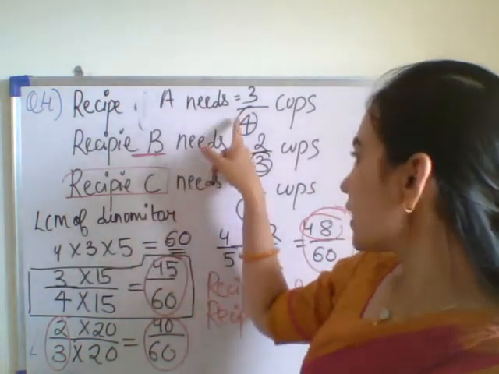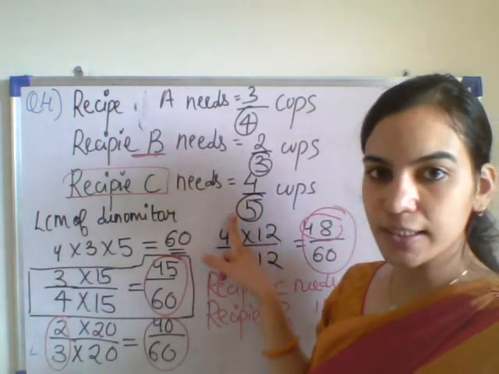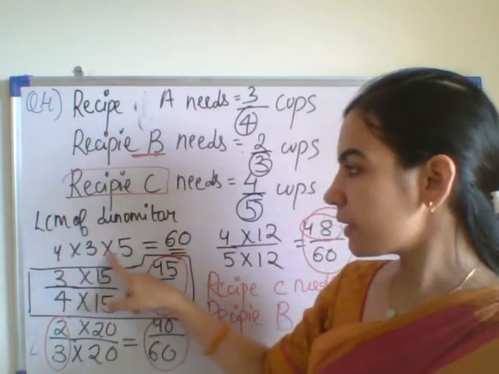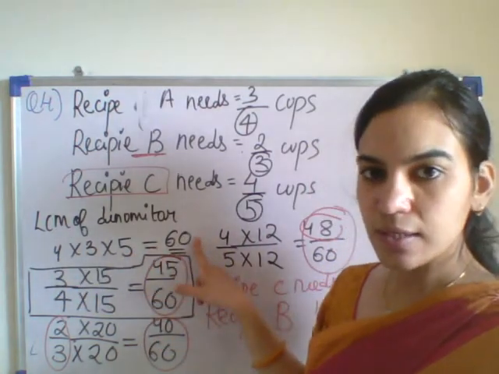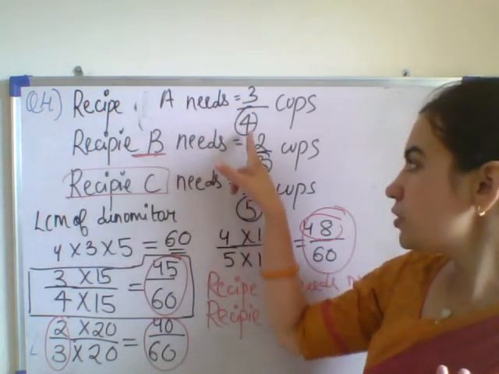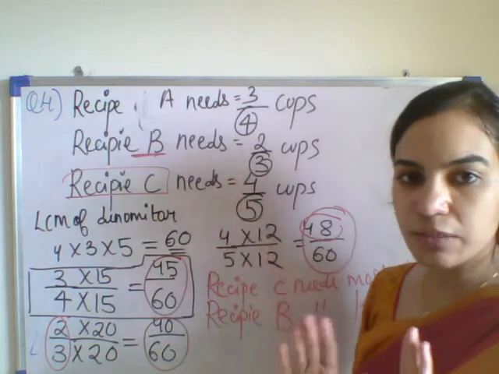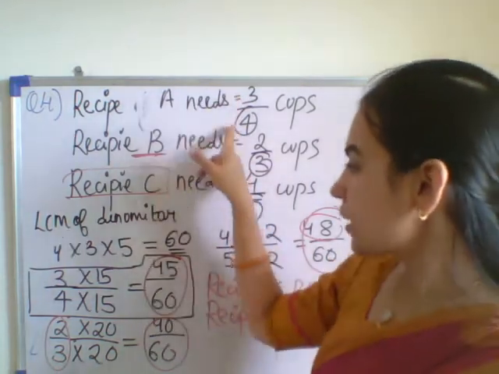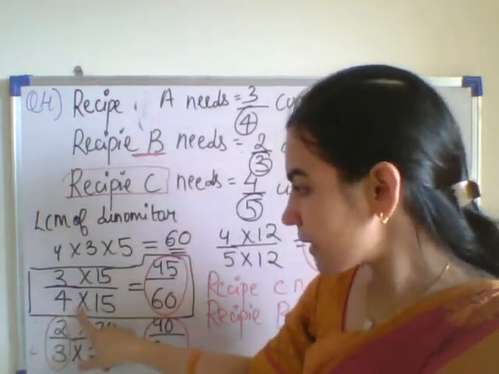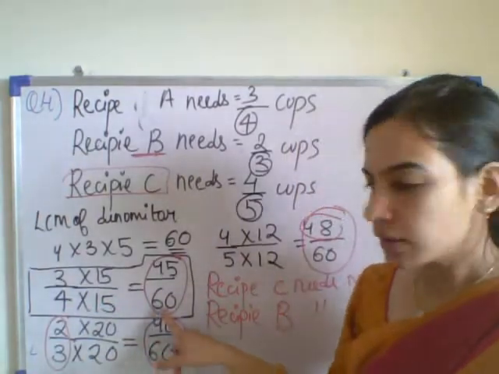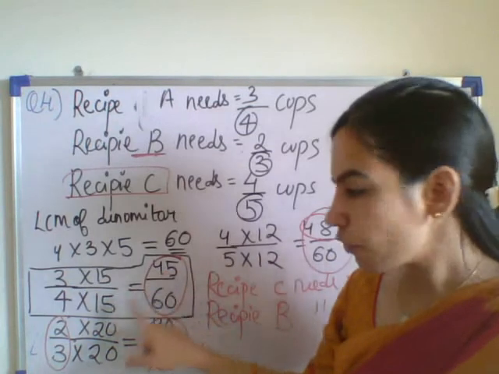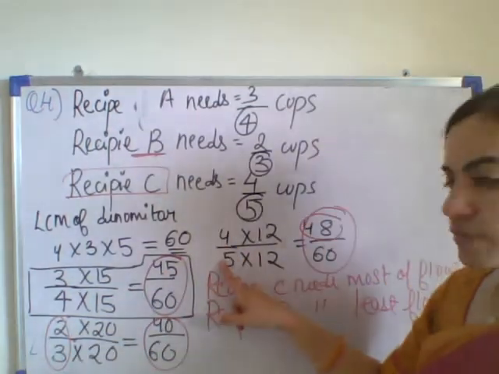What are the denominators here? 4, 3 and 5. These are the denominators. So we'll be multiplying these: 4 multiplied by 3 multiplied by 5 is equal to 60. Now in the second step, we will be converting 3 by 4, 2 by 3 and 4 by 5 into equivalent fractions. So let us convert the first, 3 by 4. 4 multiplied by 15 is 60 and 3 multiplied by 15 is 45. Similarly, we have to do it for 2 by 3rd and 4 by 5.